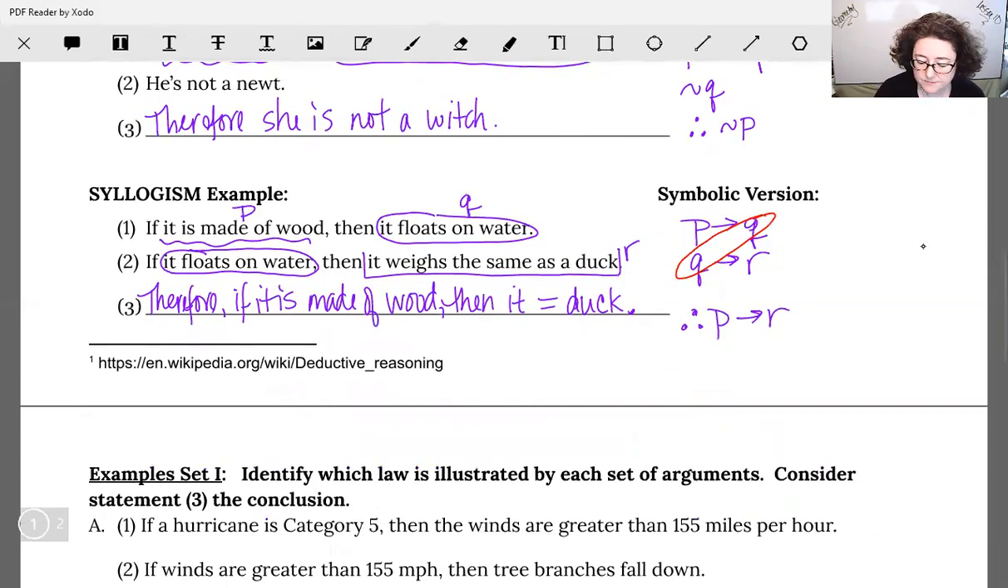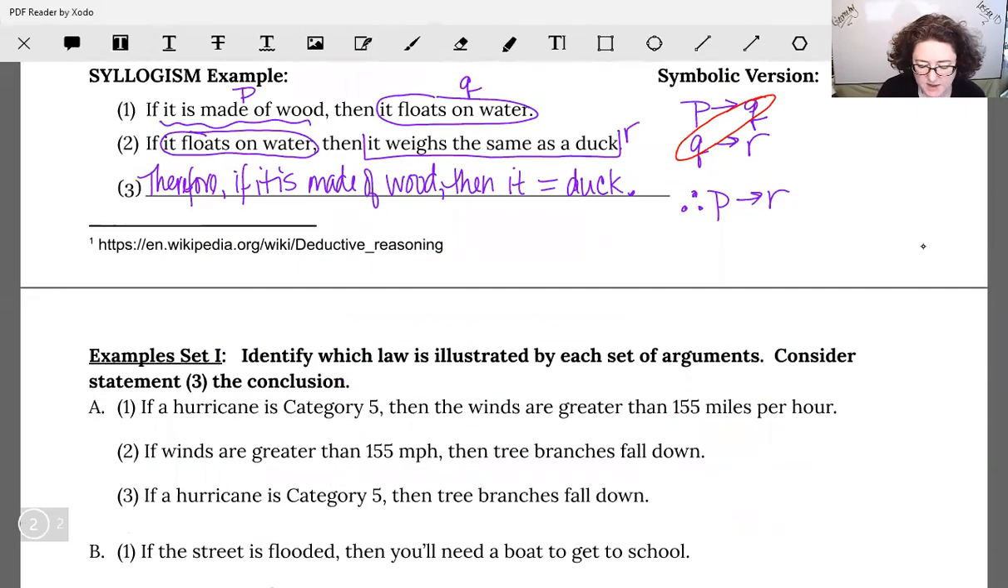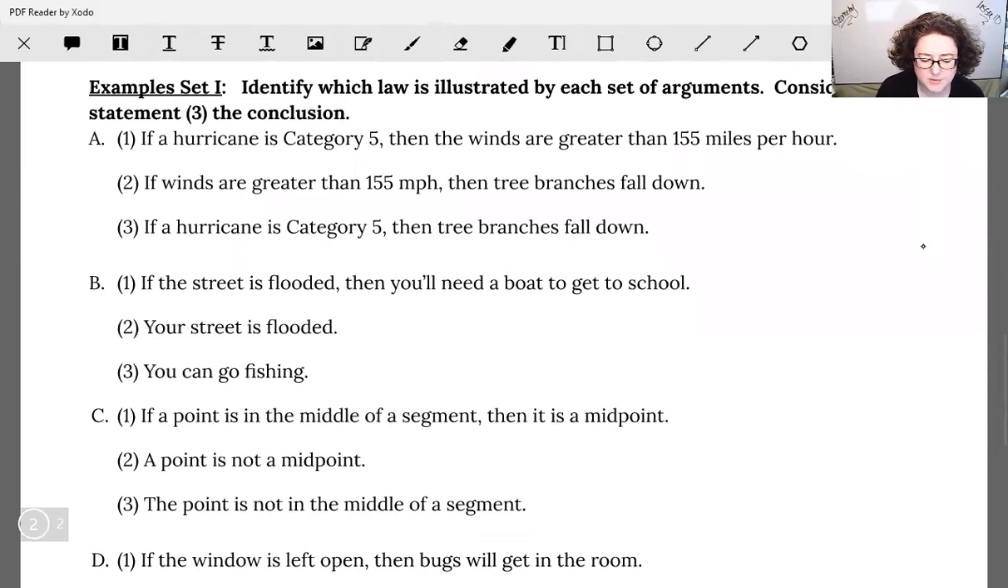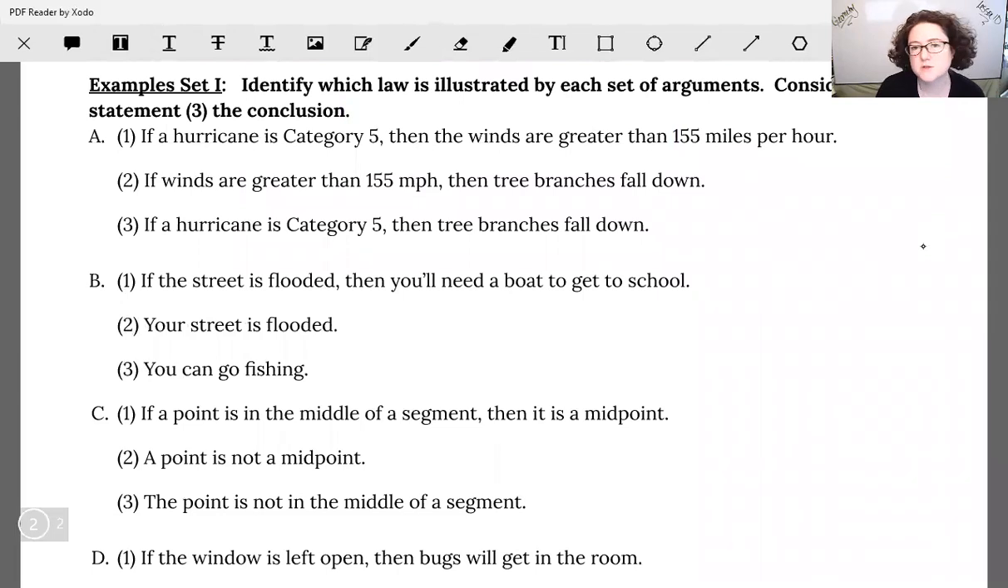Okay, so let's look at some examples. And again, if you need to, pause, go back, rewind, rewatch those examples. That's why I'm posting videos the way I am, so you can go back and watch these as many times as you want. You can slow me down, you can pause as you need to.